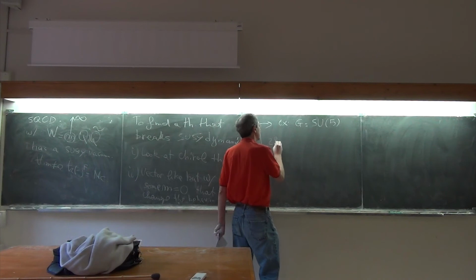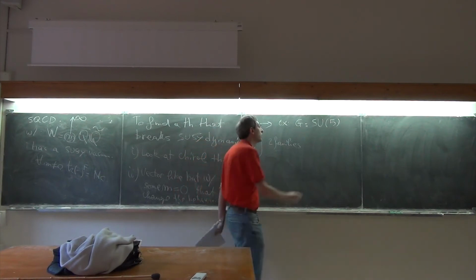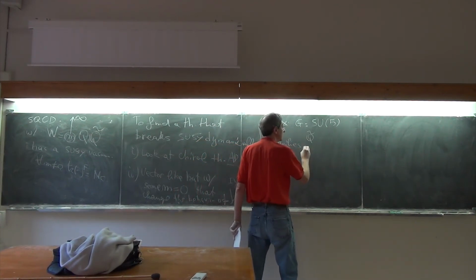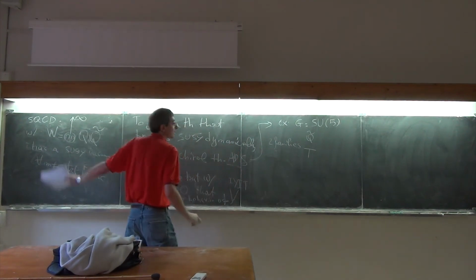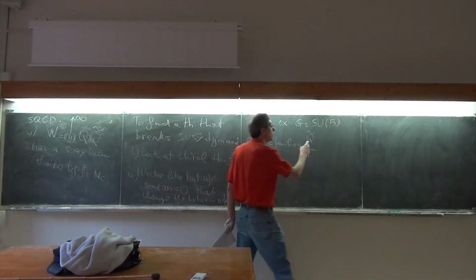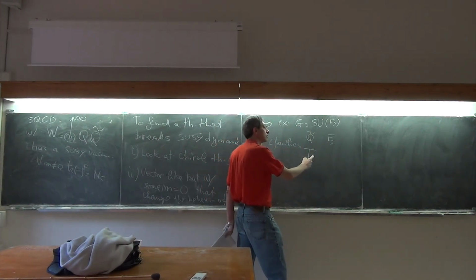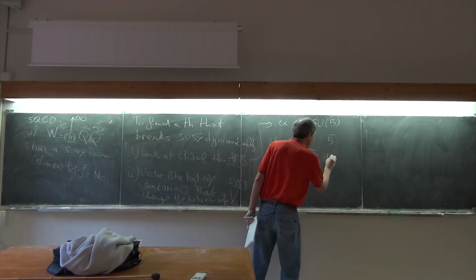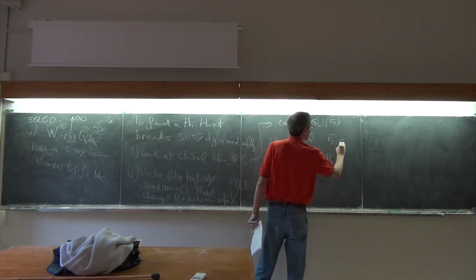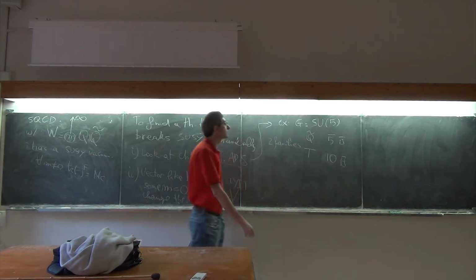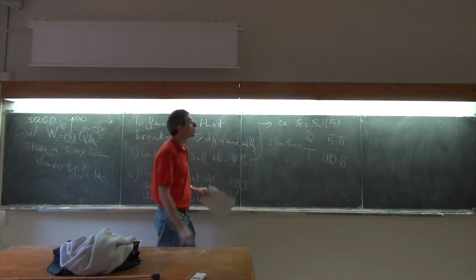You take two families of matter fields. One we call Q tilde, and one we call T. They're not Q and Q tilde; they are not vector-like. They are chiral. So Q tilde is in the 5 bar, the anti-fundamental of SU(5), and T is in the anti-symmetric of SU(5), which is the 10. So this is the anti-fundamental, and this is the anti-symmetric of SU(5). There are two families.